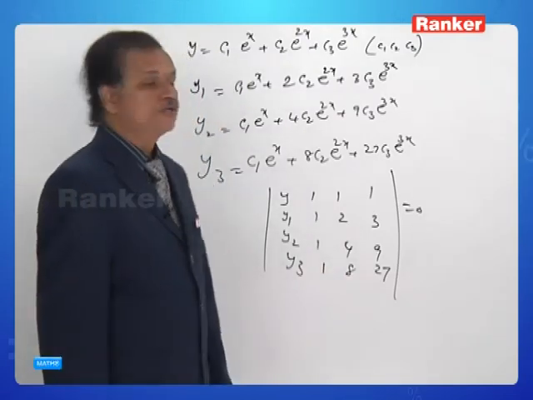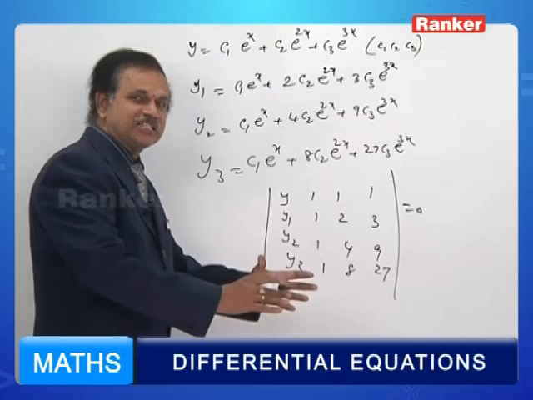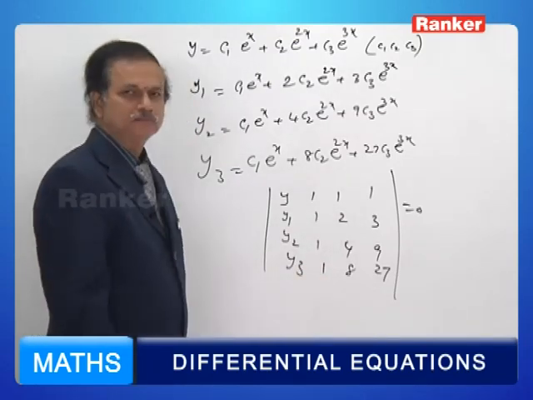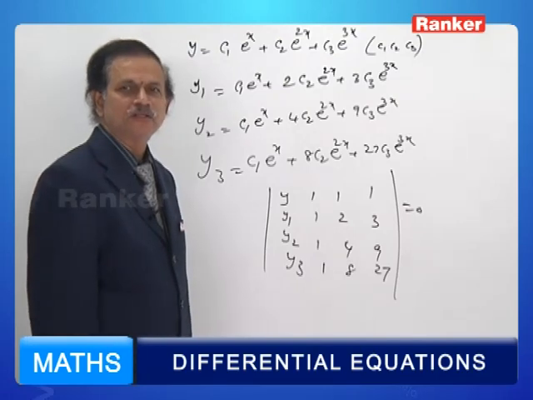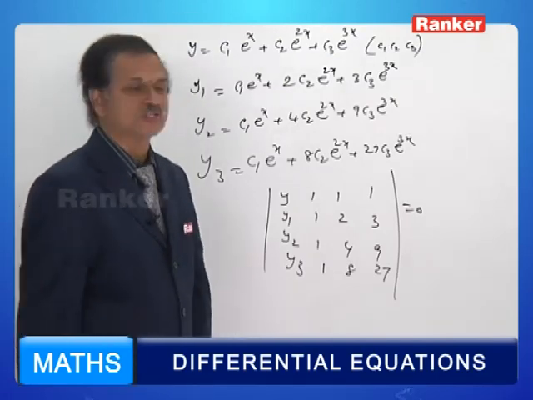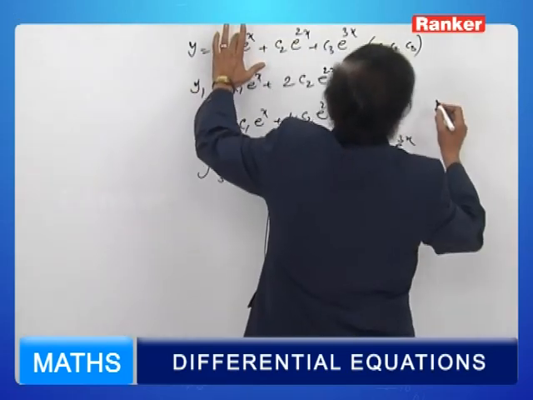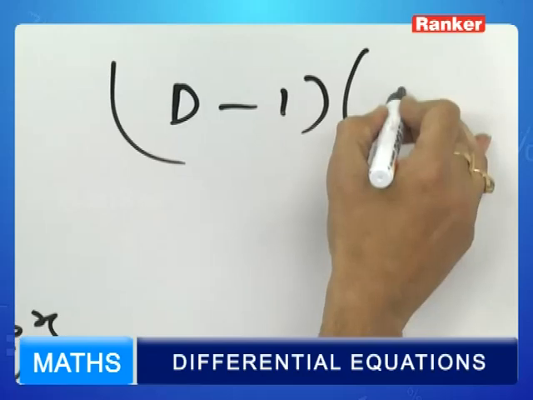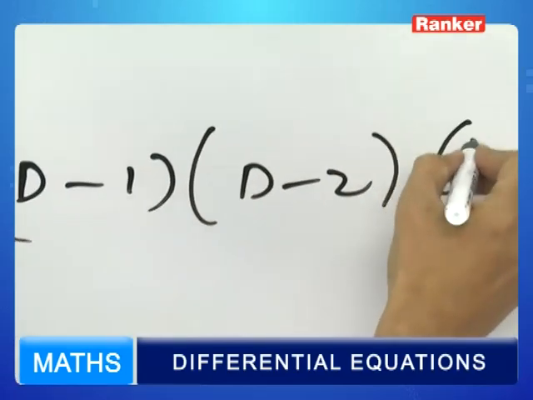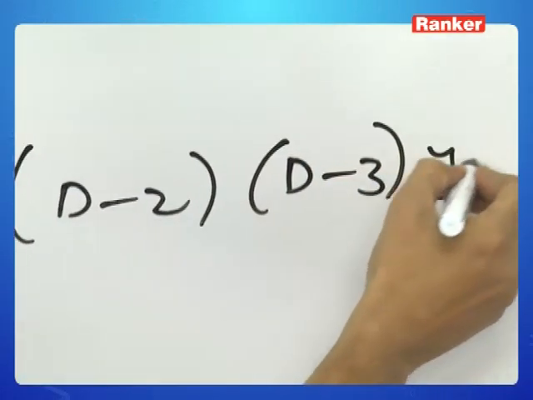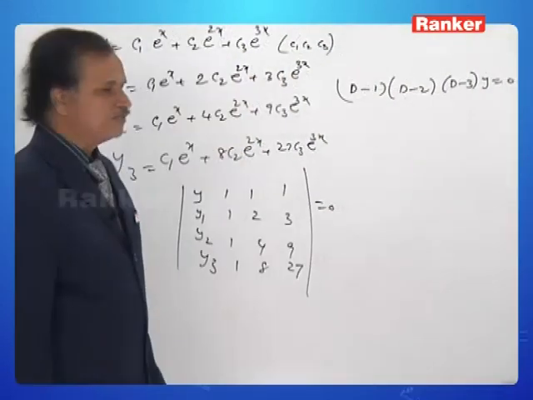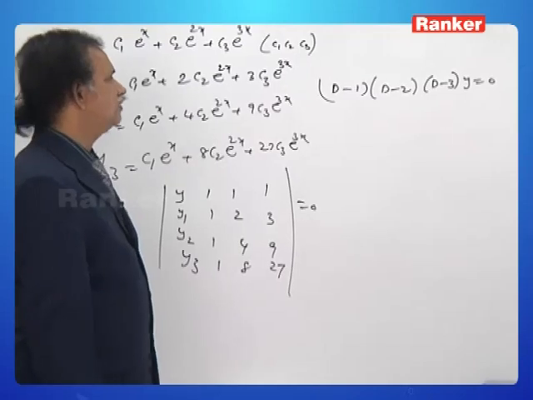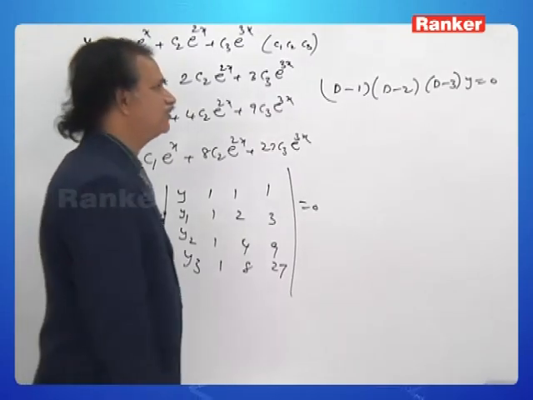Well, my dear, to avoid that type of bulky simplification also, there has been a hint. We can extend the previous hint. What are the answers here? d minus 1 into d minus 2 into d minus 3 of y is equal to 0 is the answer. You just forget about C1, C2, C3. d minus 1 into d minus 2 into d minus 3 of y is equal to 0.